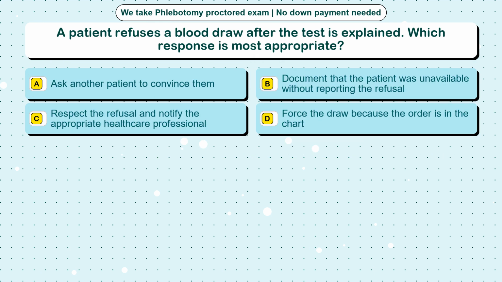Question 10. A patient refuses a blood draw after the test is explained. Which response is most appropriate? Option A. Ask another patient to convince them. Option B.